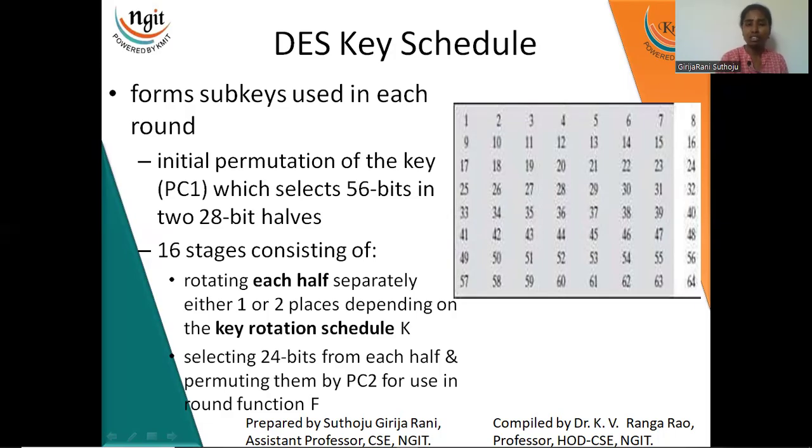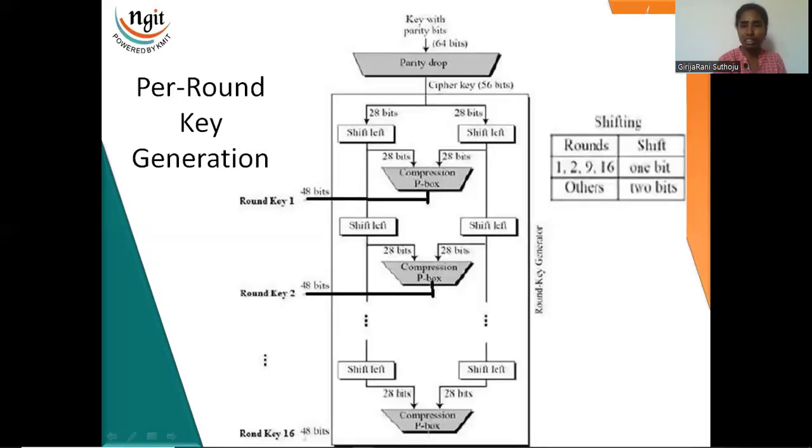What we do in this rotation is, in rounds 1, 2, 9 and 16, the shift must be only one bit, a left circular shift. If my bits are like this, something like this.